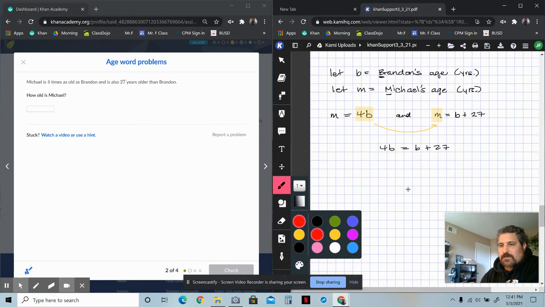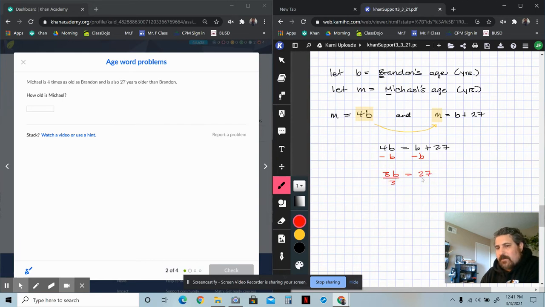And so when we're solving this one, we're going to get all the b's to one side. So I'm going to subtract b from both sides. You're going to get 3b is equal to 27. How do you undo times by 3? Divide by 3 on both sides. And you get b is equal to 9. Okay, so that means that Brandon is 9 years old, which means that Michael's age must be 4 times 9, which is 36.